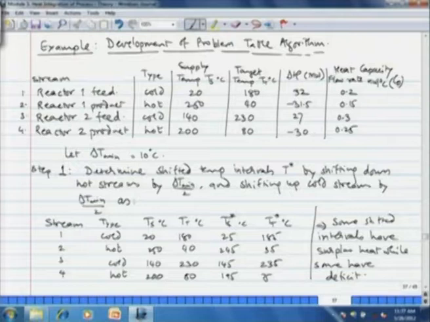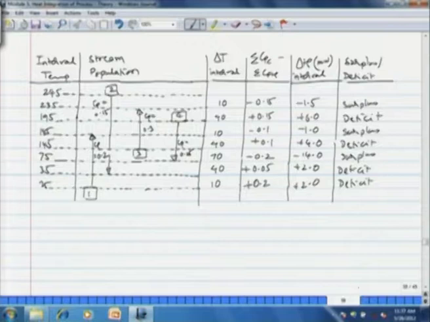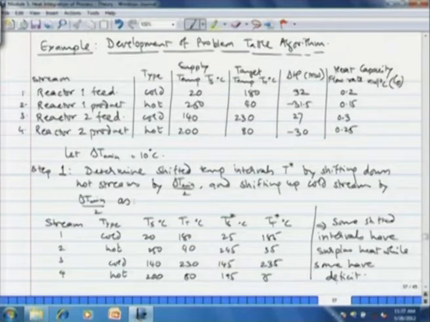Some shifted intervals have surplus heat while some have heat deficit. We shall plot these streams in a stream population diagram. In the diagram that appears on your screen, we have listed all the temperatures that are in the process in ascending order. The least temperature was 20 degrees, which is a cold stream shifted by 5 degrees, so it becomes 25, then 35, that temperature was 40, you can see here. This is the least shifted temperature interval.